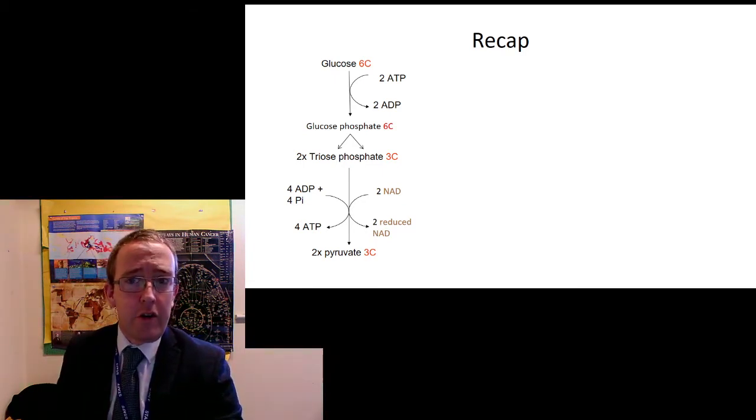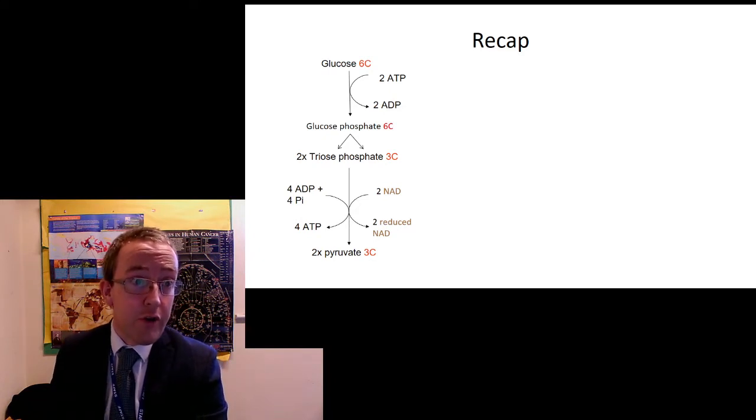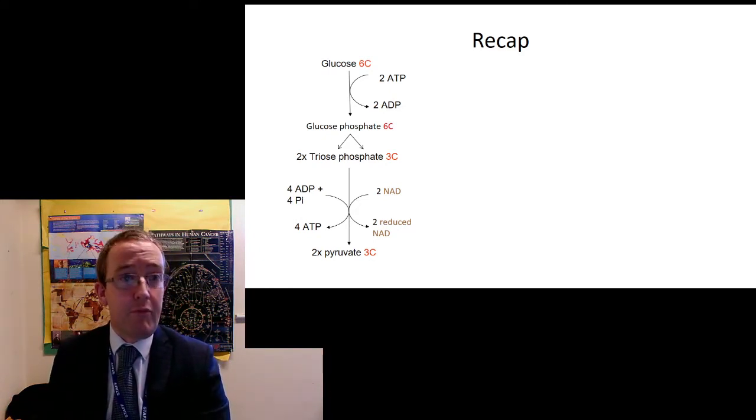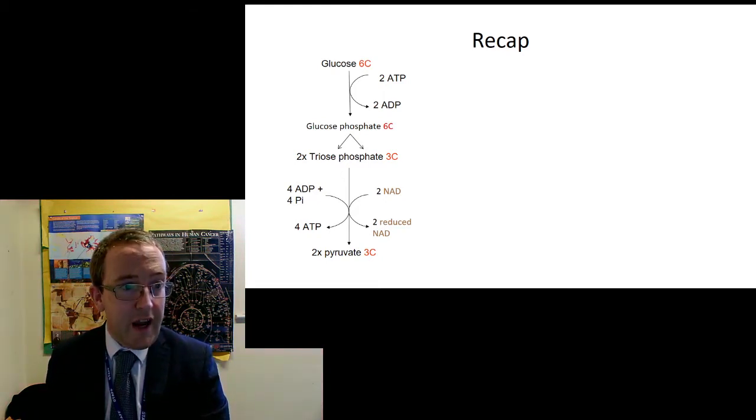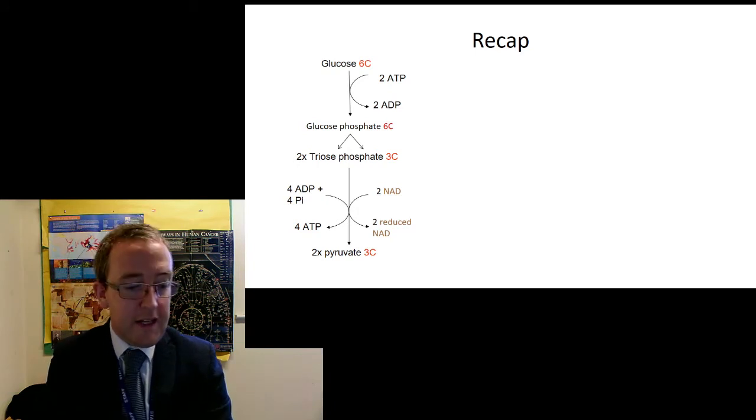Okay, so glycolysis involves the phosphorylation of glucose to glucose phosphate. It then breaks down to two triose phosphates. They then get oxidized to pyruvate, leading to reduced NAD and the production of some ATP.